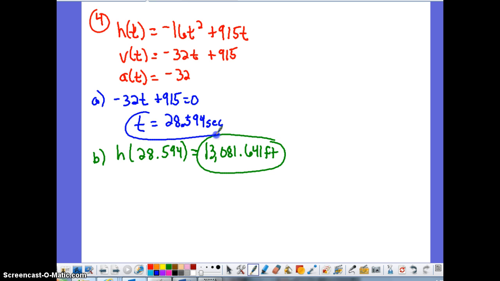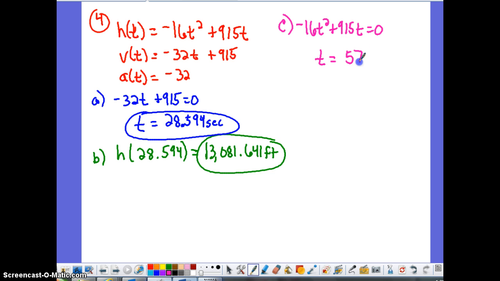All right, letter C here is going to ask us to find out when the rocket hits the ground, and then what is the impact velocity. So 2 pieces. So when does it hit the ground? So that's negative 16t squared plus 915t is equal to 0. Remember, it went from the ground, it's going to come back and hit the ground. Set that equal to 0, you can solve, you get time is equal to 57.188 seconds. So it was in the air for that long of a time.